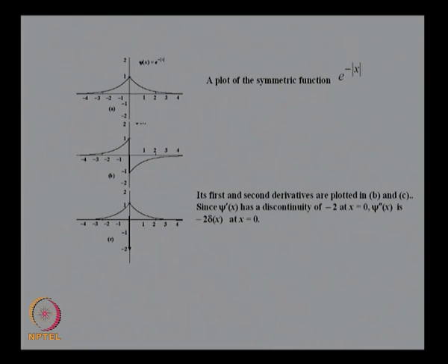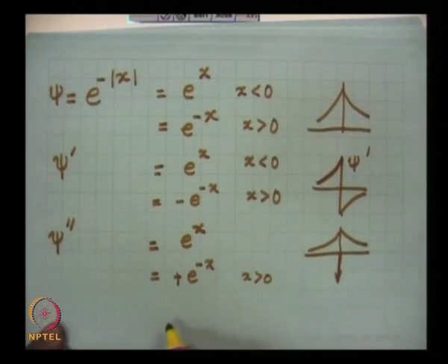So, you must remember that whenever a function has a discontinuity at a particular place, then its derivative is always a Dirac delta function, the Dirac delta function multiplied by the amount of discontinuity. If the amount of discontinuity is minus 5, then the derivative will be minus 5 times delta x. So, in this particular case, the discontinuity was minus 2 units. So, the derivative at the origin is minus 2 delta x.